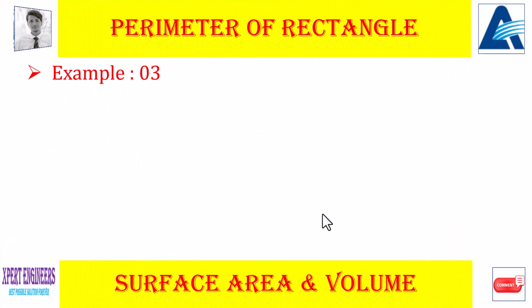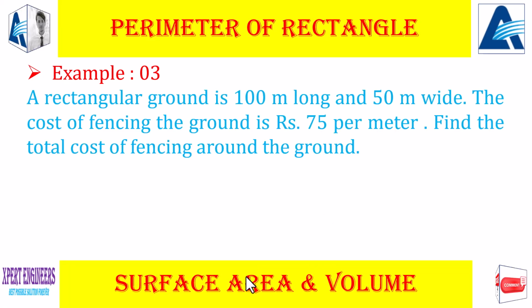Now let's solve another example. A rectangular ground is 100 meters long and 50 meters wide. The cost of fencing the ground is Rs 75 per meter. Find the total cost of fencing around the ground. In this case, we have a rectangular ground whose length is 100 meters and width is 50 meters, and the per meter cost of fencing the ground is 75 rupees. And we have to find the total cost of fencing around the ground. This is actually a real world problem related to perimeters of rectangle.